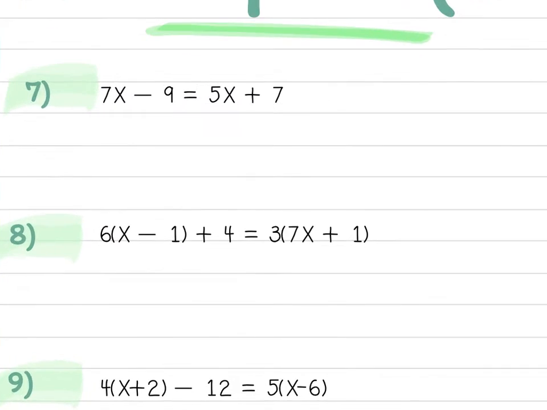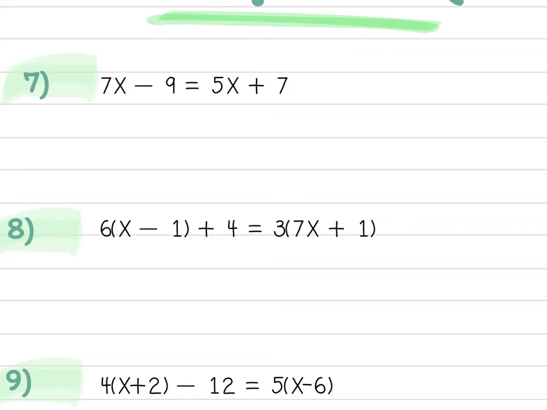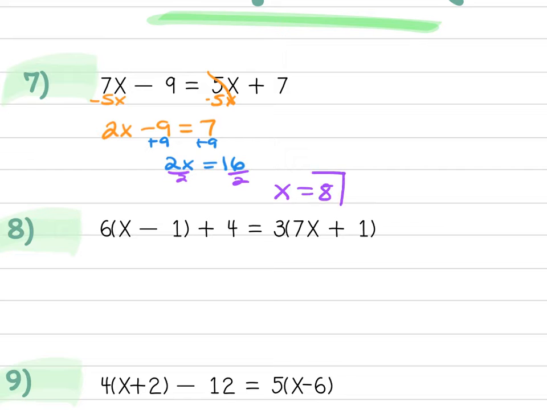Number 7 here, I'm going to subtract 5x from both sides of the equation. Then I get 2x minus 9 equals 7. Add 9. 2x equals 16. Divide by 2. x equals 8.